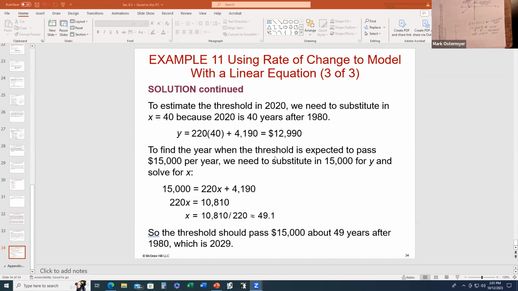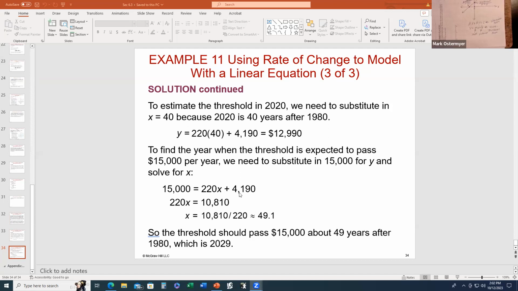To find a year when the threshold value is expected to pass $15,000 per year, we would set y equal to 15,000, not x, but y, because y represents the poverty threshold value. And now we're going to have to solve the equation for x to determine how many years after 1980 we would realize $15,000 as being the poverty threshold value.